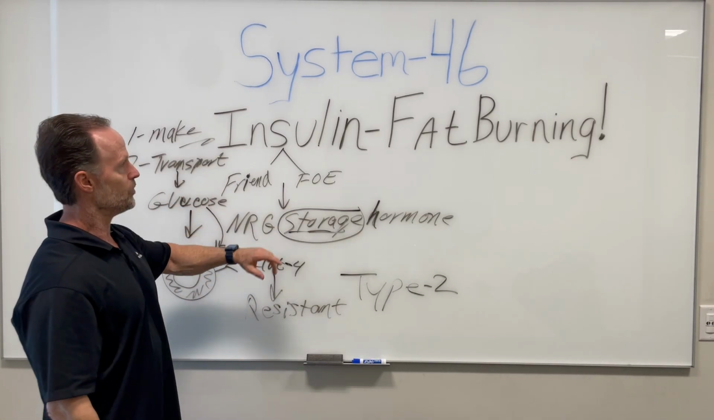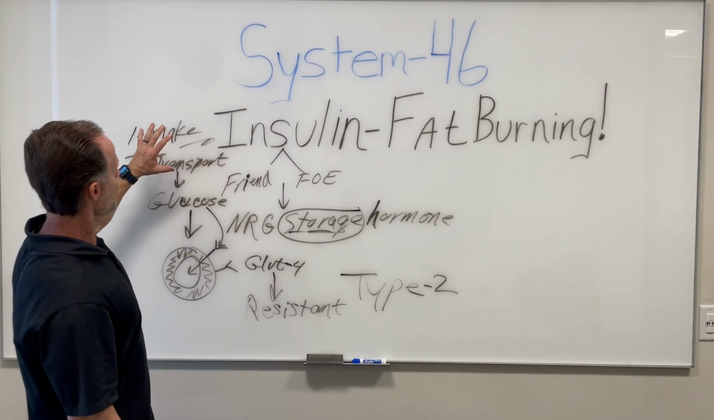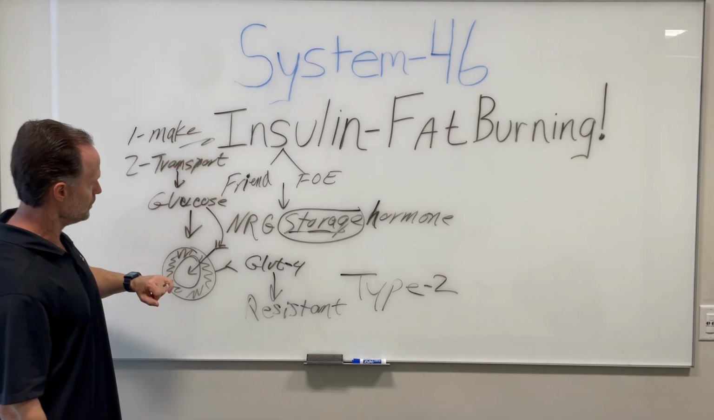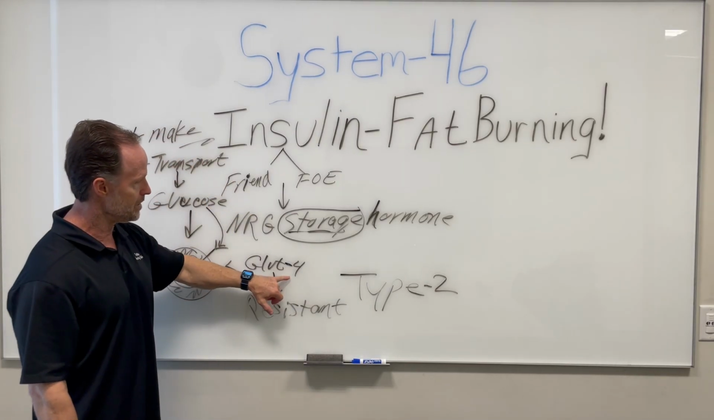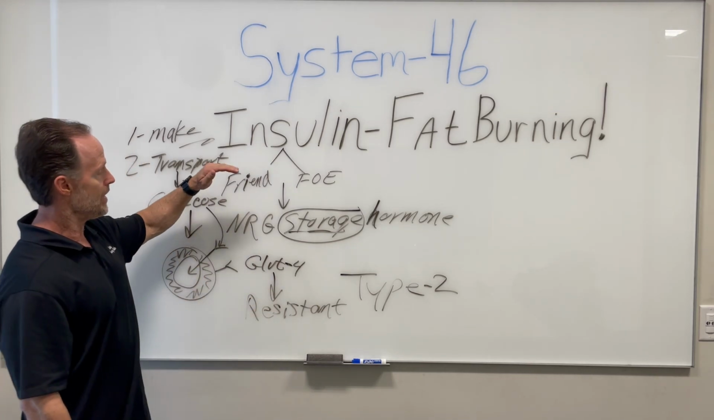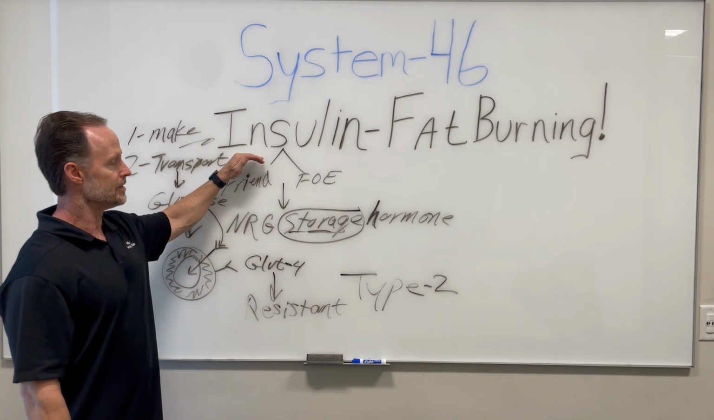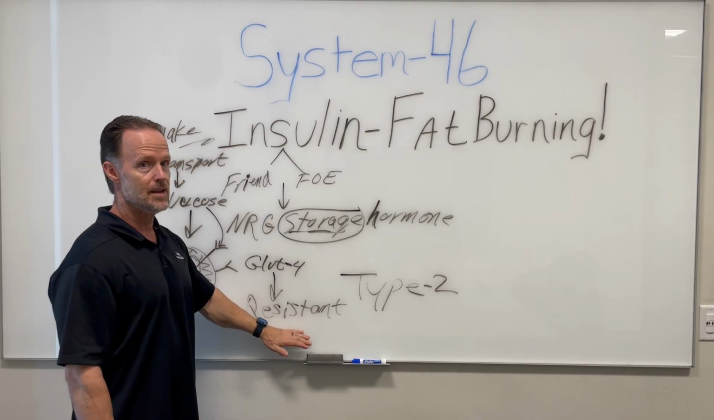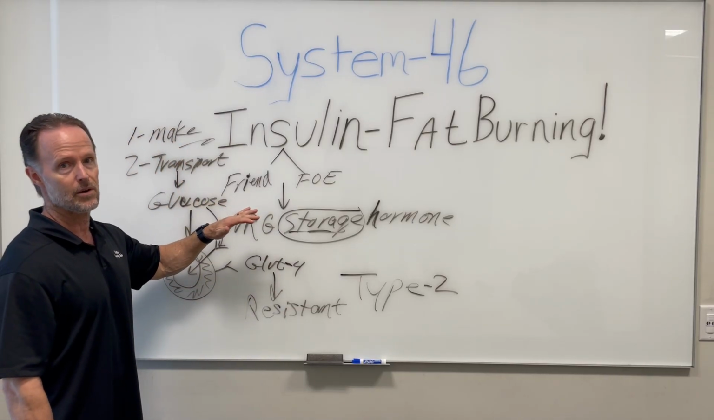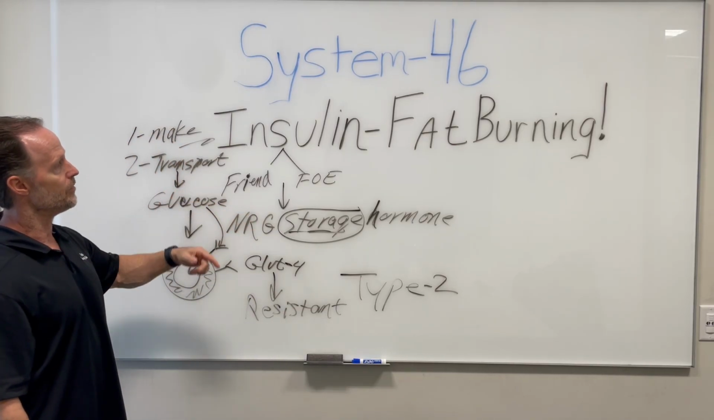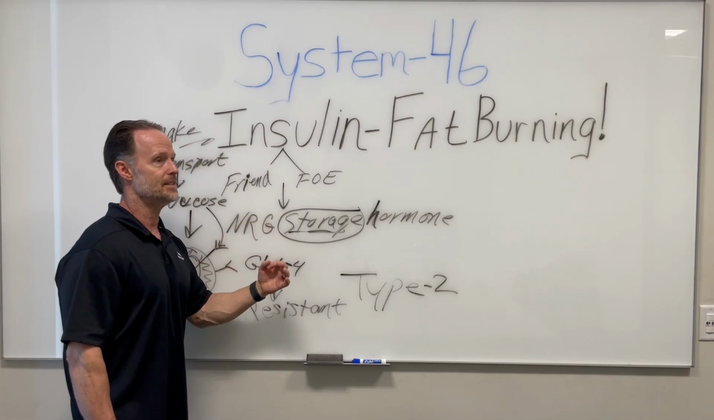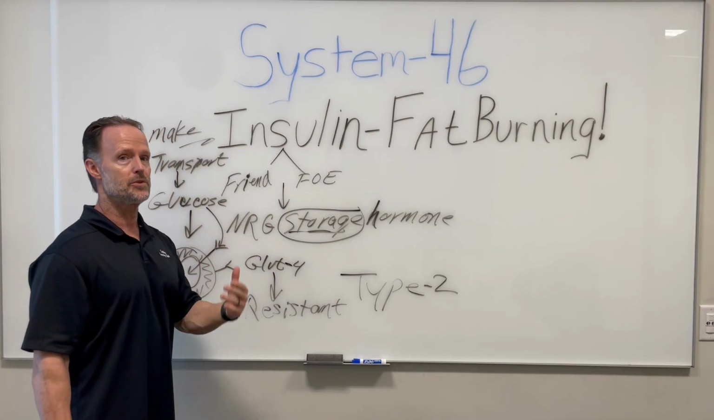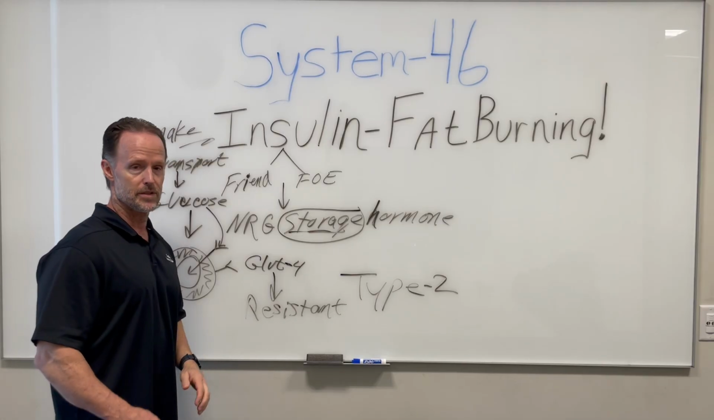So we're going to stick with this for now. We're going to go to another video, but right now you need to transport that glucose into your cells. There better be enough GLUT4 receptor sites, and that will happen if you're insulin sensitive, not if you're resistant, because the pancreas is too stressed out. So let's move on to insulin and fat burning and insulin sensitivity and how we manipulate carbs to do that while you're on System 46.